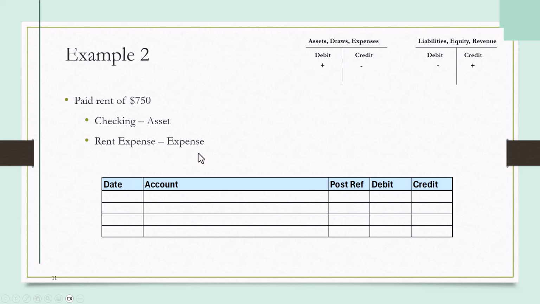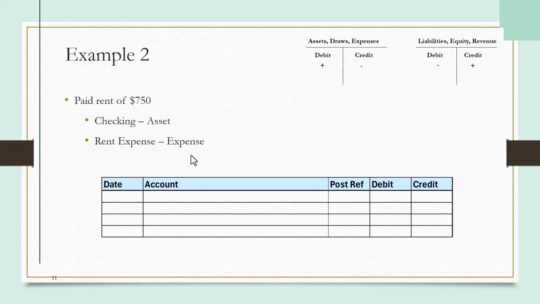And then rent expense, we are adding to an expense account. Now, you may wonder why you would add to an expense account when expenses are something you think of when you're subtracting. You would think that you're subtracting expenses. Expenses do get subtracted on the profit and loss. You take your revenues minus expenses equals your net profits.